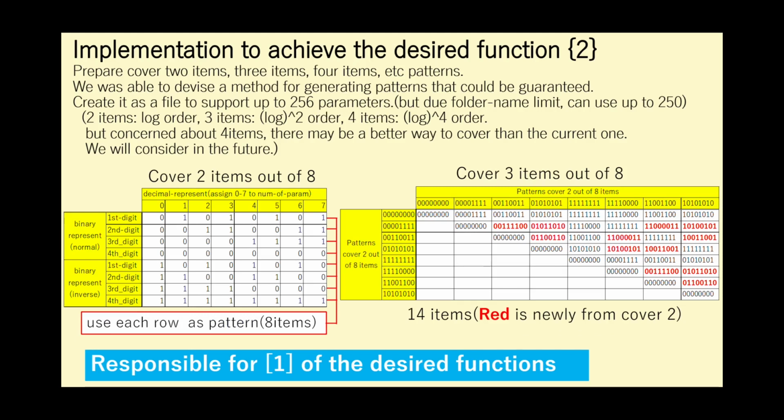Implementation to achieve the desired function. Prepare patterns covering 2 items, 3 items, 4 items, and so on. We were able to devise a method for generating patterns that could be guaranteed. It was created as a file to support up to 256 parameters.